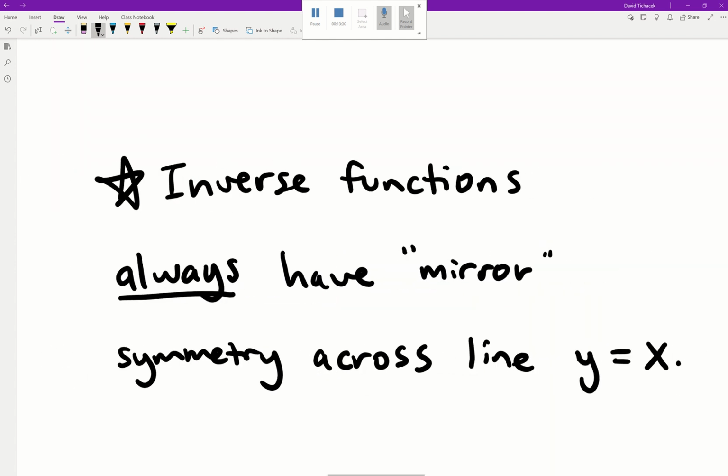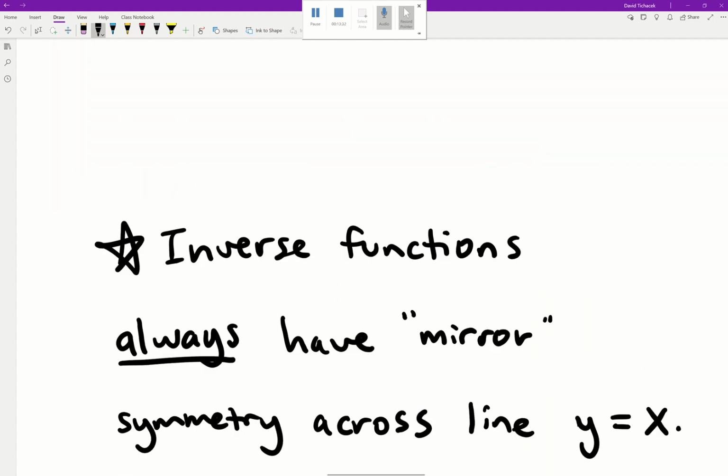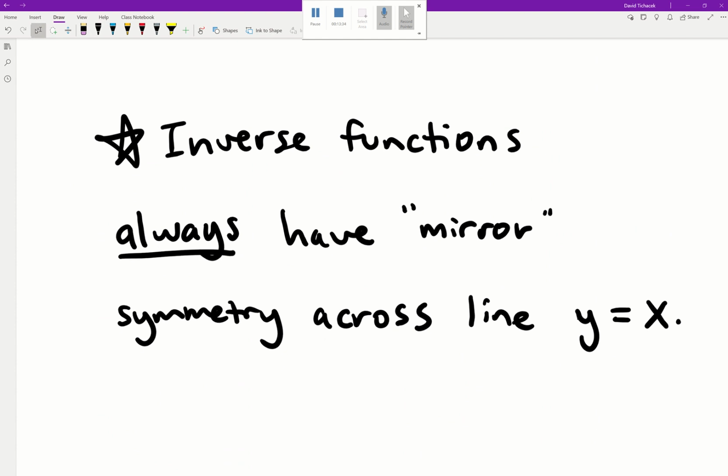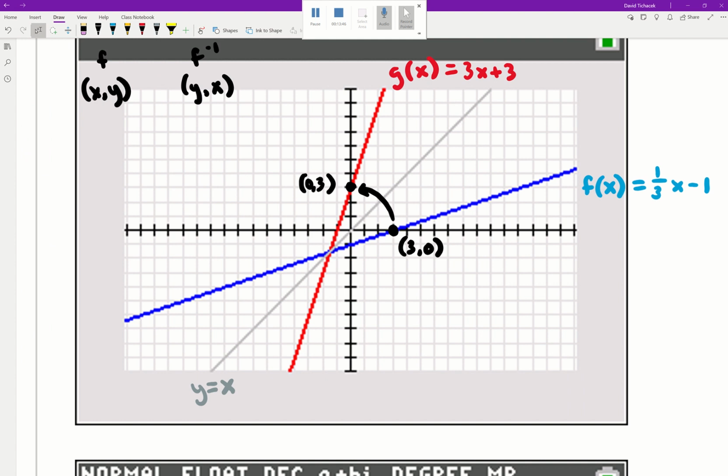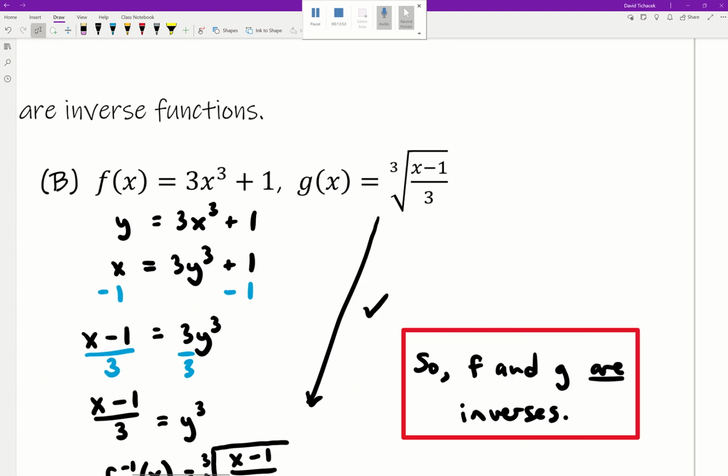I want you to find a blank space in your notes and write this statement down. This is a way that you can check your answers, by graphing both and seeing that it does have that symmetry across the line y is equal to x. So nothing to it but to plot both in the TI-84 and then plot the line y is equal to x. You can see that it has that mirroring symmetry, very easy to visually check.